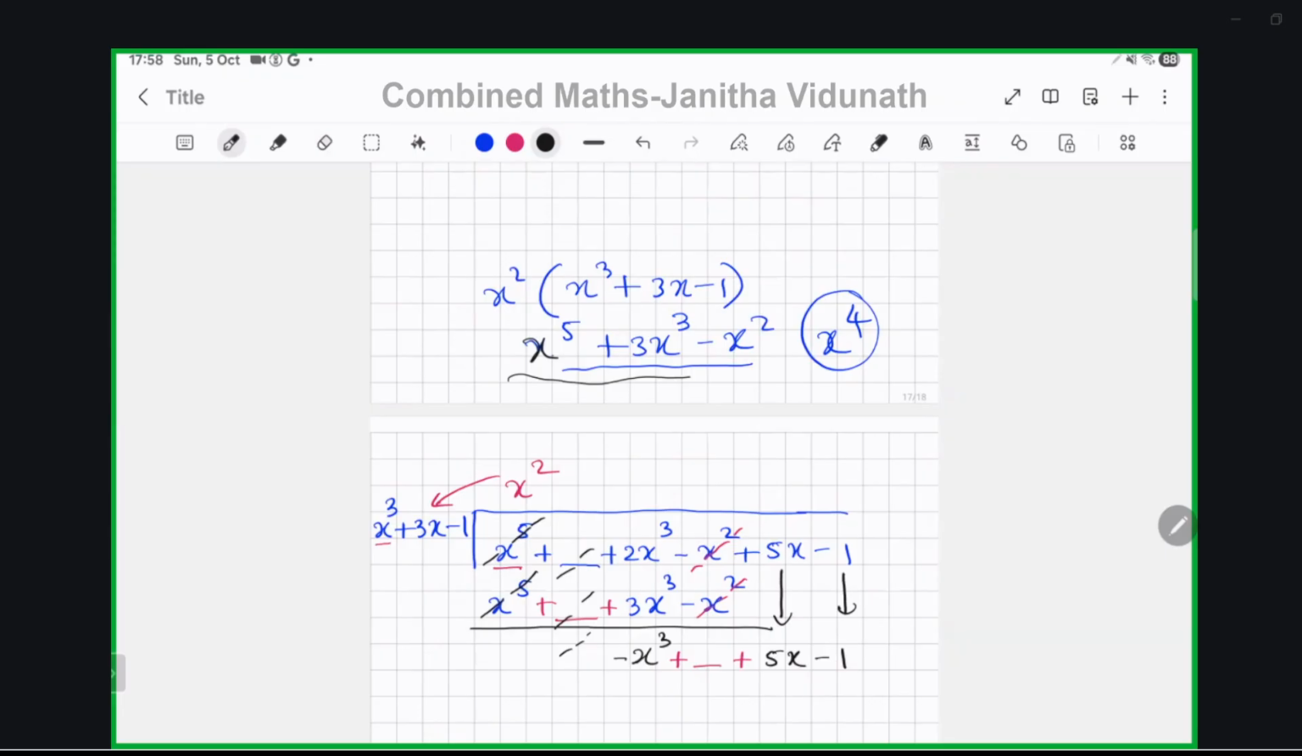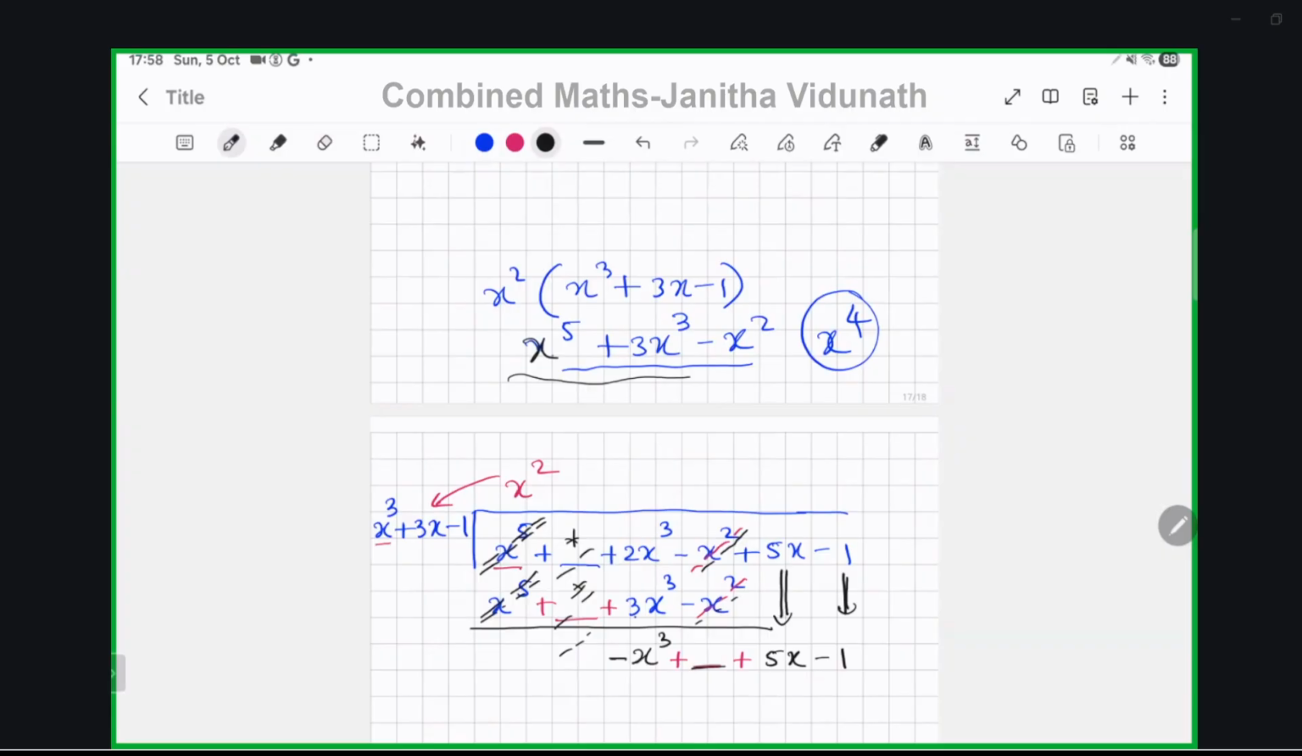Let me repeat. When we subtract, this x to the power 5 term is cancelled out. Then there are no x to the power 4 terms. Then 2x cube minus 3x cube means minus x cube. Then minus x square minus x square means those two terms also cancel out. That means 0 x square. Since there is no x square term, we keep blank for that. Then we need to bring down those remaining terms.